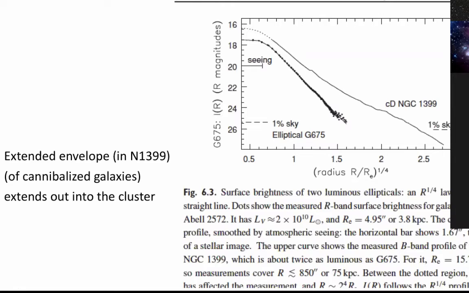CD galaxies only found in one place in the entire universe, in the centers of rich clusters of galaxies. These are a product of a rich cluster of galaxies. This is what happens when you put a rich cluster of galaxies together. It's what happens when a lot of galaxies collide. You get this huge halo. This is all eaten, cannibalized galaxies that have just merged together here.